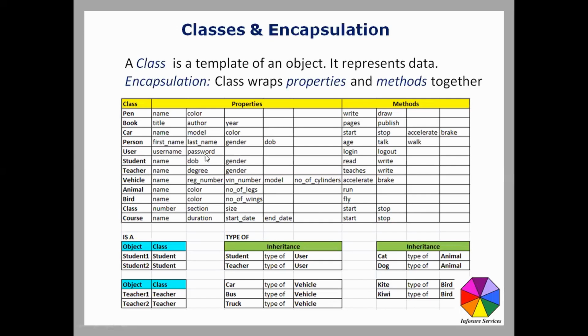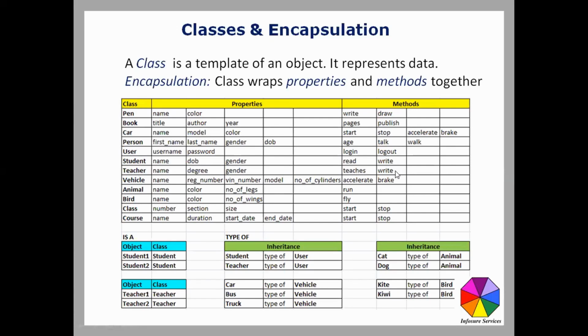Okay, username, password, properties, and methods. So student has a name, date of birth, gender. Date of birth is some date. Gender, male, female, could be Boolean, right? And a student can read, write. Similarly, teacher, same like that. Teacher has a different method.